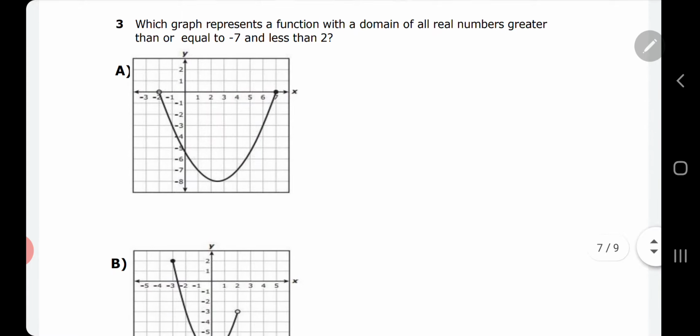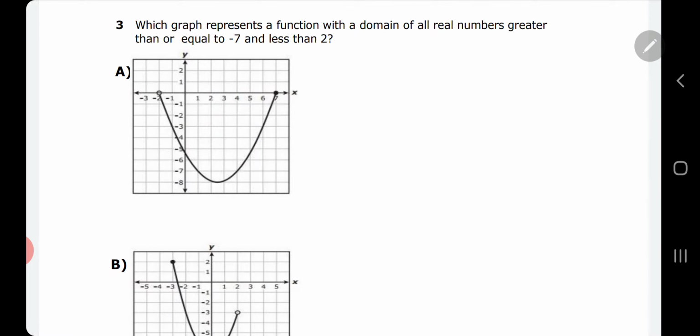Next one. This one asks, which graph represents a function with a domain of all real numbers greater than or equal to negative 7 and less than 2? So we want, once again, we're just looking for the domain, so all the x values, so we're looking left and right. We want to be greater than or equal to negative 7 and less than 2. So between -7 and 2.